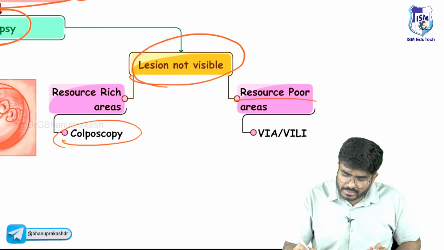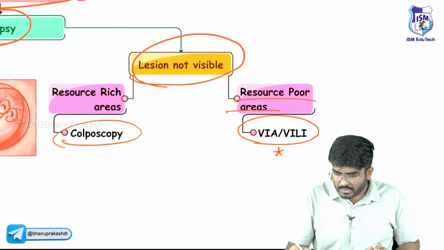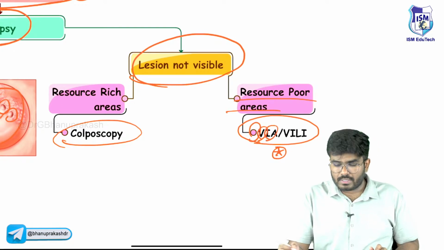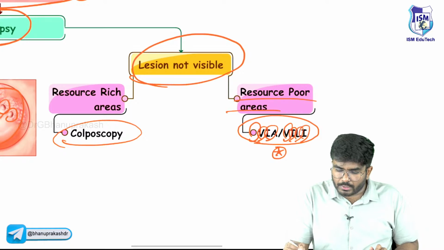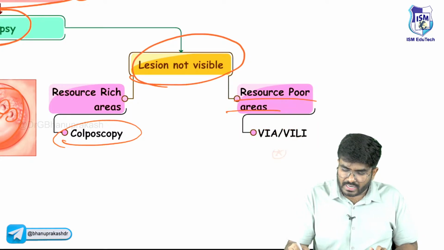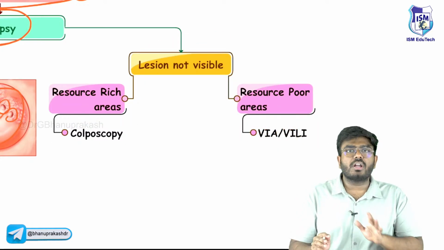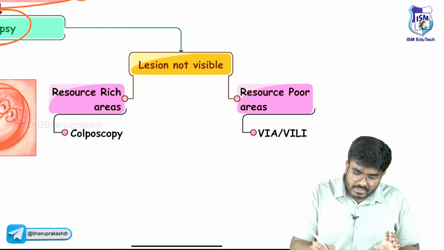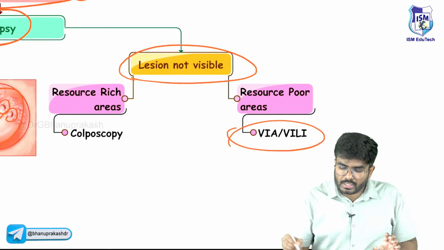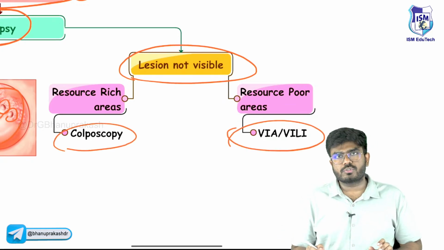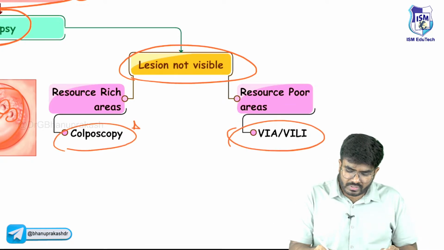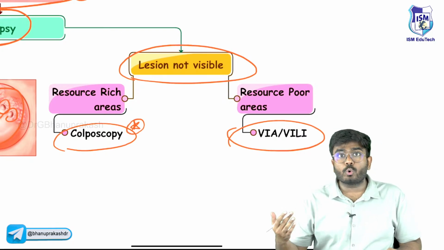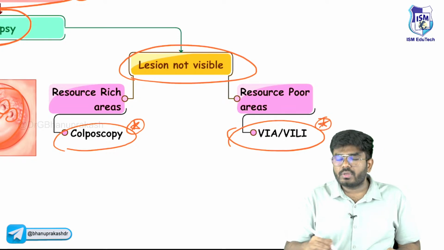In a resource poor area, you can do VIA or VILI also. VIA is visual inspection under acetic acid. VILI is visual inspection using Lugol's iodine. I will show you what this VIA and VILI is. So simple. If the lesion is not visible, you can go for VIA or VILI, or you can go with colposcopy. In a multi-specialty hospital, you can go with colposcopy. If you are not in a multi-specialty hospital, for example, you are in a rural area, then you can go with VIA or VILI.